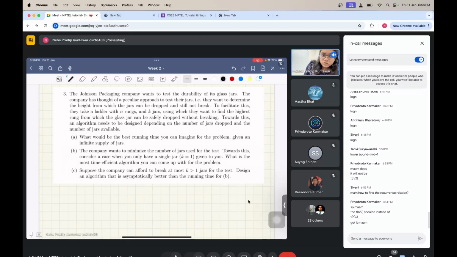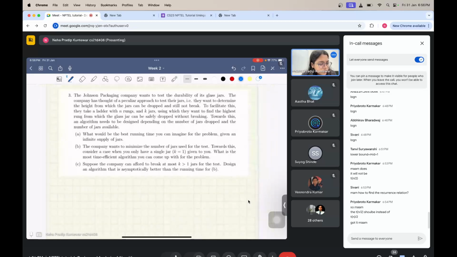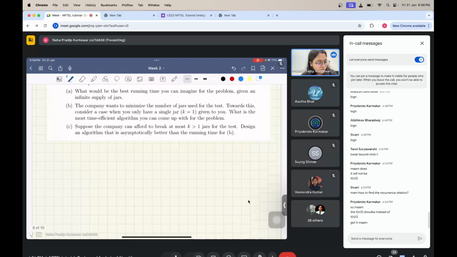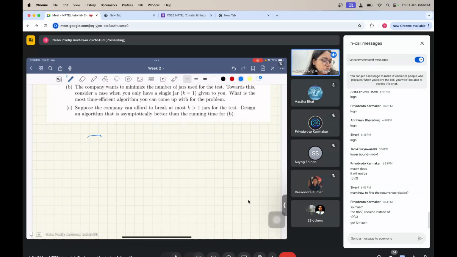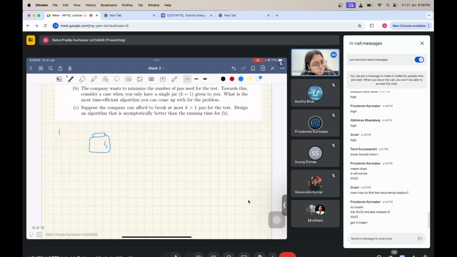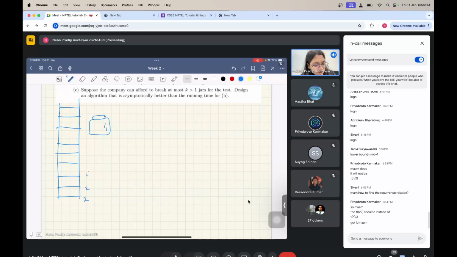Okay. So, those of you who have got the problem, you can try solving it. I'll just explain the question once. So there's some Johnson packaging company, and they have designed their glass jars, and they want to test how strong it is. So what you do is you have a ladder, and it has, say, n many rungs. So let's say this is height 1, height 2, and all the way up to n.